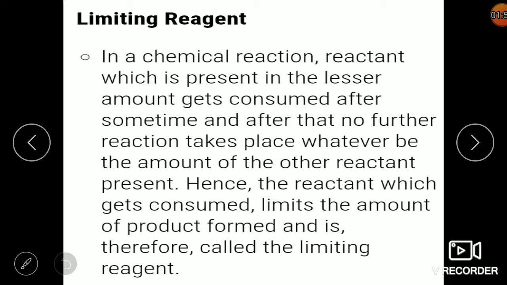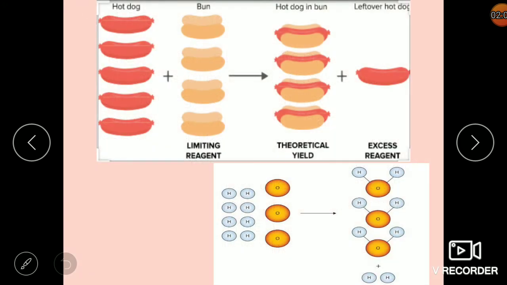Next topic is the limiting reagent. Now, what is the limiting reagent? To understand it, let's see this picture. This is the first picture, not related to chemistry but it will help you to understand. Here you are preparing some hot dog buns. So for that you need sausage and you need bun. Now you see the number of sausage you have: 1 2 3 4 5, right? And number of bun, you have 1 2 3 4.